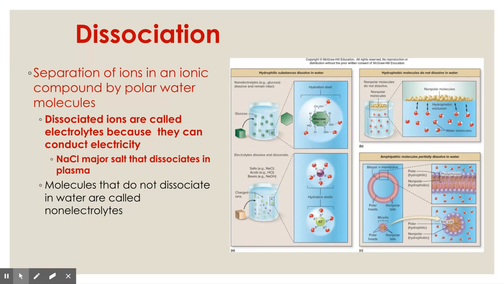What do we mean by dissolving and dissociation? Well, it's just separating the ions in an ionic compound by this polar water molecule. And again, we call these substances that are able to break apart electrolytes. They get that name because they can conduct electricity. If you put an electric current through it, it will carry the electric current. And table salt, NaCl, is the major salt that will break apart in the body, and it is in your blood plasma, or the fluid part of your blood.